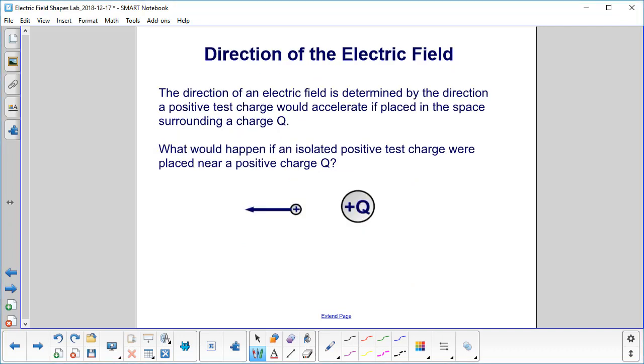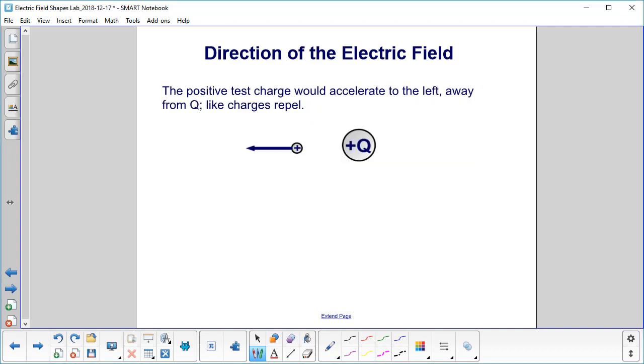More on the direction of the electric field. It's determined by the direction that a positive test charge, see we brought the charge back now, we divided it out, now here it is again, and the direction that it will move or accelerate if placed in the space surrounding a charge plus Q. So, what would happen if an isolated positive test charge were placed near a positive charge big Q? Well, we've kind of given it away there. It will have an acceleration away from the large charge Q because like charges repel. And Q is not moving because we're assuming it is very, very large compared to the little charge.